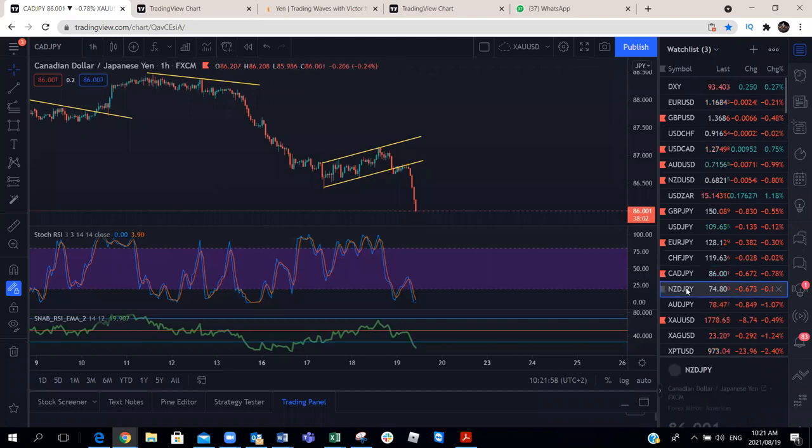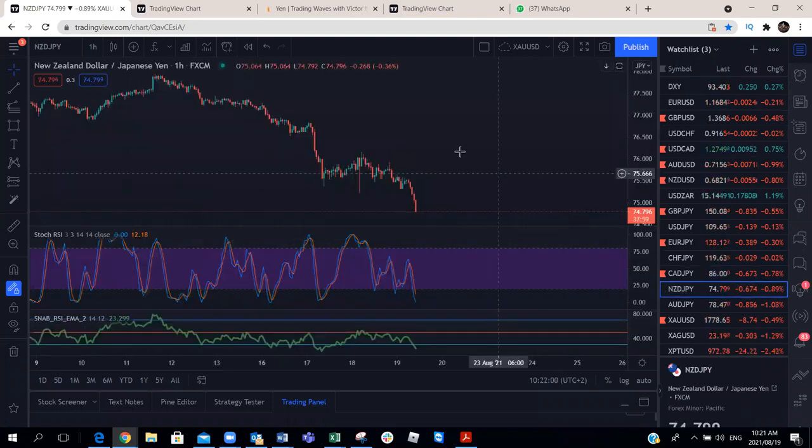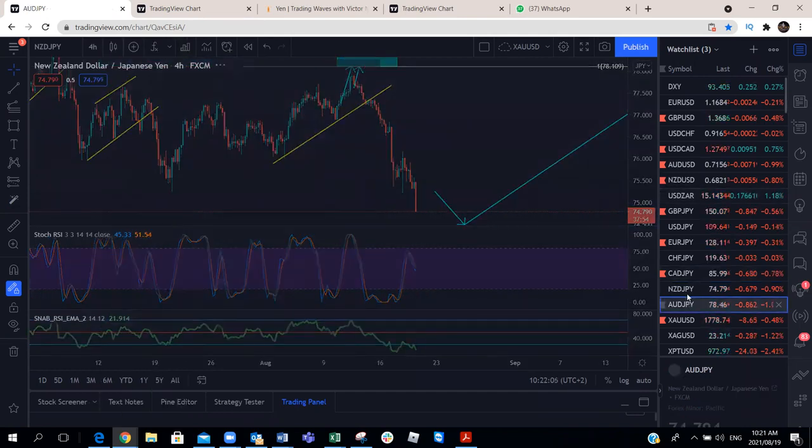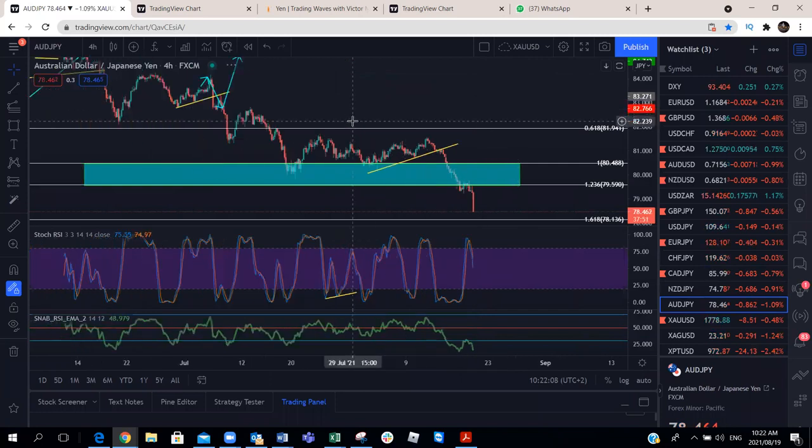New Zealand. Same, but no setup there on New Zealand on the 1 hour. Prefer setups on the 4 hour. CAD yen gave a proper opportunity.